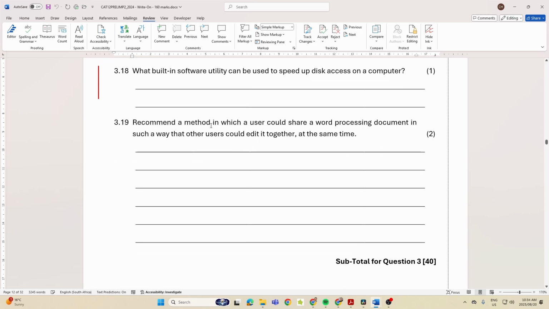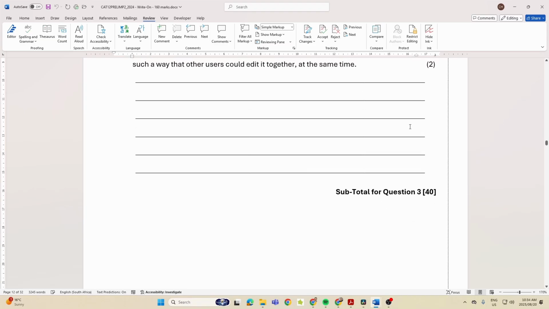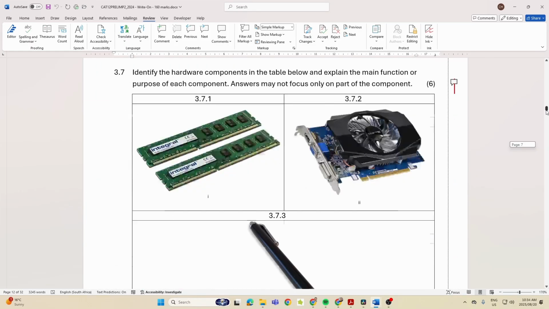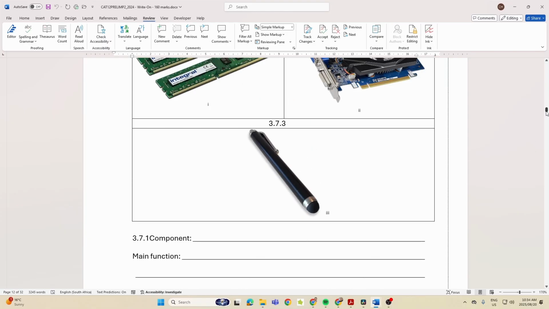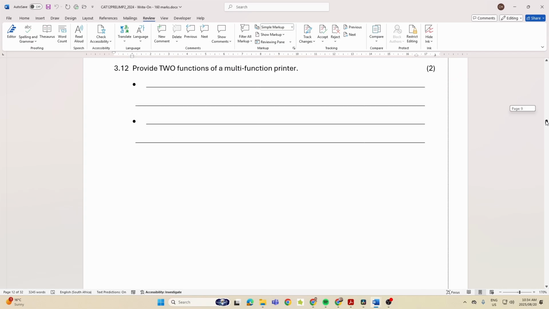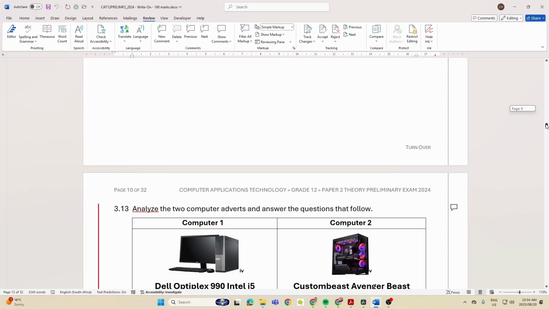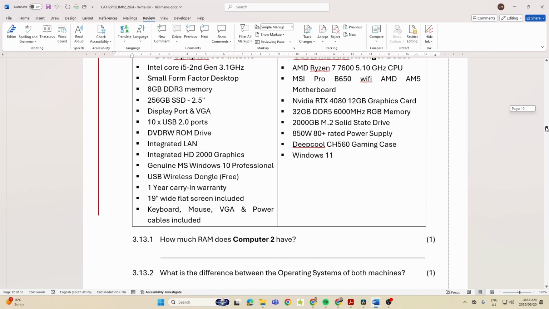Then, recommended a method in which a user could share a word processing document in such a way that other users could edit it at the same time. So there you can work that out. And that's question 3. So this should give you a good idea of what you can expect. In question 3, you can see our hardware components are always there with the main function. You can see that there's hardware spec questions as well. But most of it just revolves around the hardware and software on the machines in question number 3.